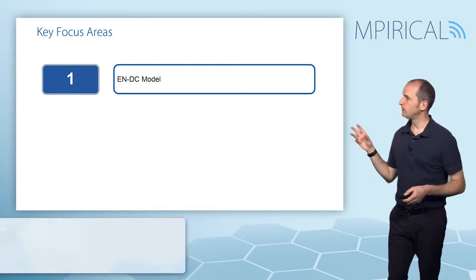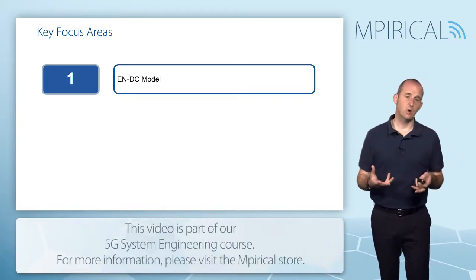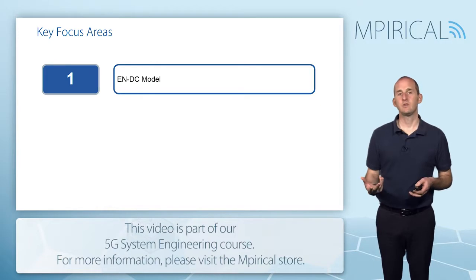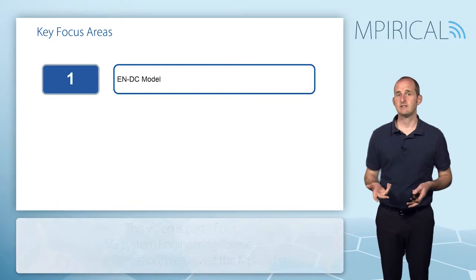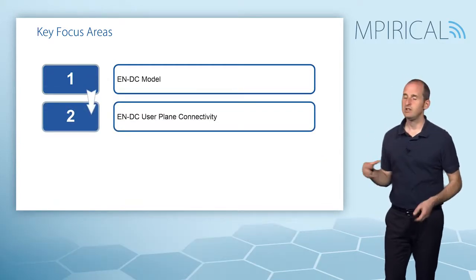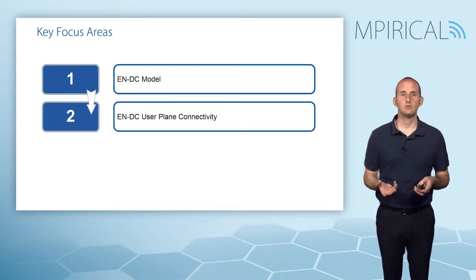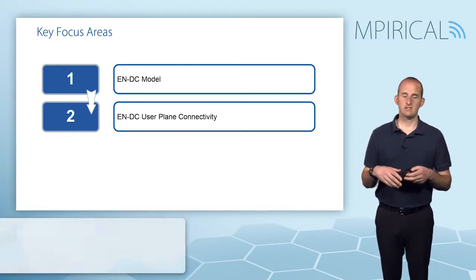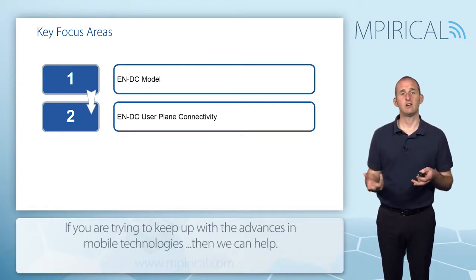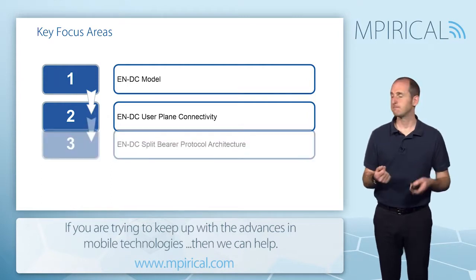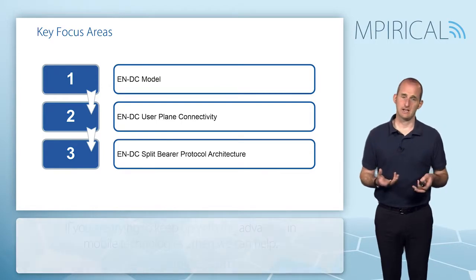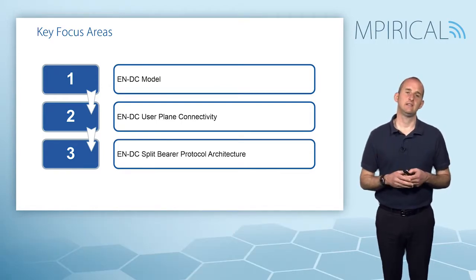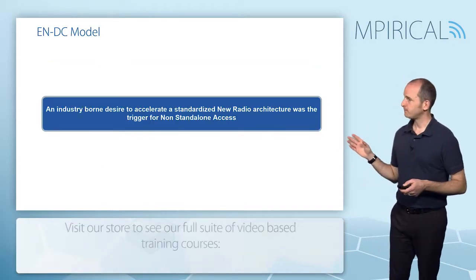So to begin with, we'll look at the ENDC model because this is what NSA is actually based on. So ENDC is E-UTRA New Radio Dual Connectivity. We'll also consider the user plane connectivity associated with ENDC operation. So this is the various E-RAB bearer configurations that can actually be permitted. And then finally, we'll recap on the split bearer protocol architecture that's encountered when ENDC is operating. So just some background to begin with.